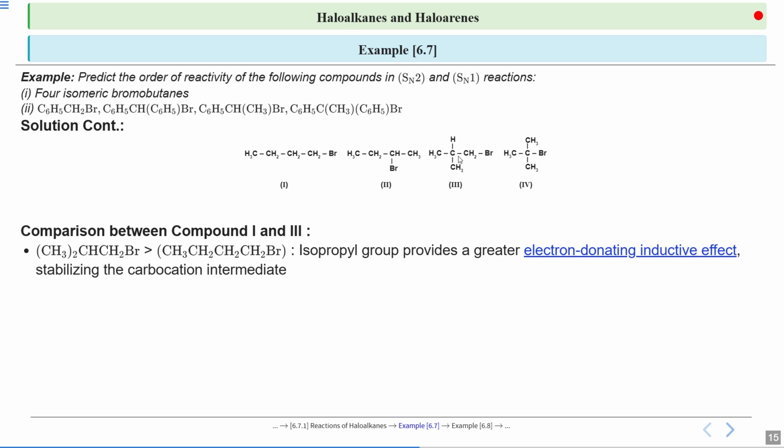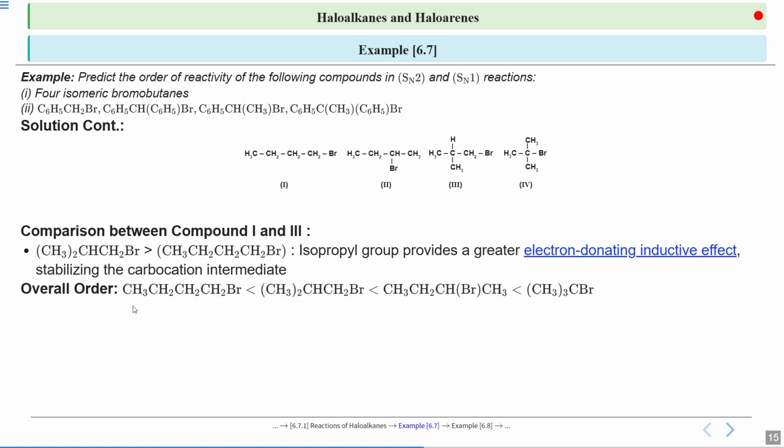In the 3rd compound, the positive charge will come on this carbon after the removal of the bromine atom, right? And in the 3rd compound, this isopropyl group will provide a greater electron donating inductive effect, and this effect will stabilize the carbocation intermediate that will form in the 1st step of the SN1 reaction, due to which the reactivity of the 3rd compound would be greater compared to the 1st compound. So after the comparison between compounds 1st and 3rd, the 3rd has greater reactivity than the 1st.